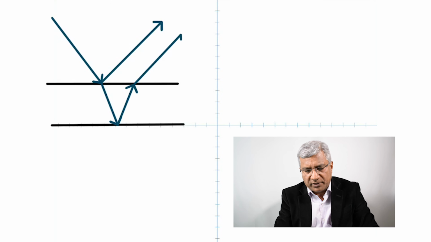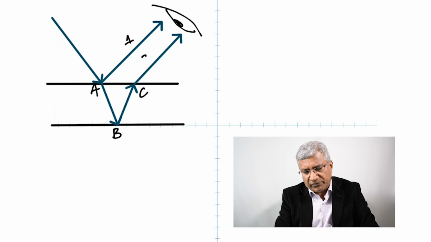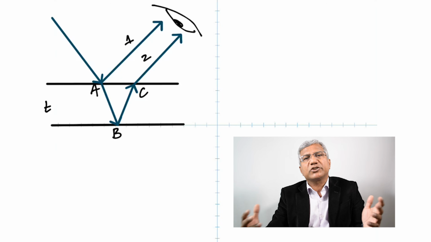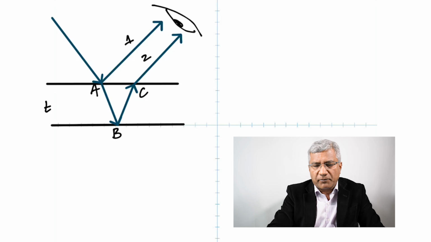Let me draw that. There you go. And you're watching this from above. Let's call this A, B, C. So there are two rays, 1 and 2, reaching the eye. Which ray travels a greater path? Surely ray 2. Why? Because all the way up to A, they are together, then they split.